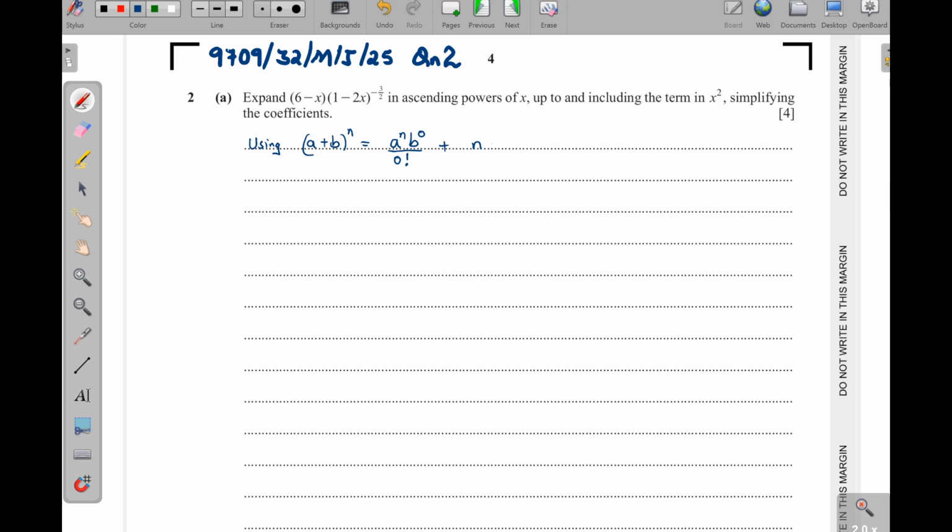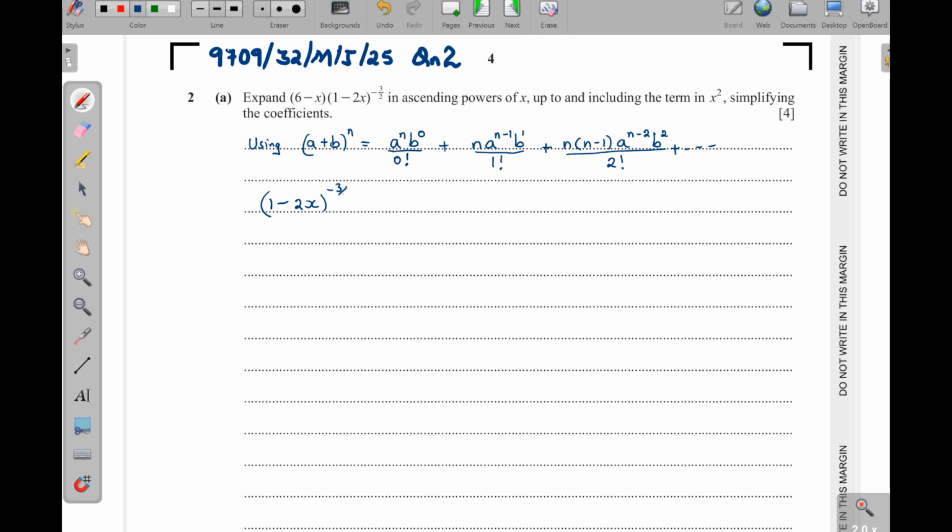So you have n, then a to the power n minus 1, then b to the power of 1, over 1 factorial. The next one, drop this power, you'll have n into n minus 1, then a to the power of n minus 2, then we have b to the power of 2 out of 2 factorial, and then we continue. Now I'll get this one here, and then I do the same.